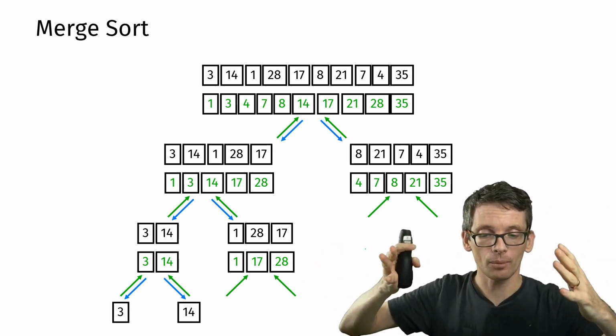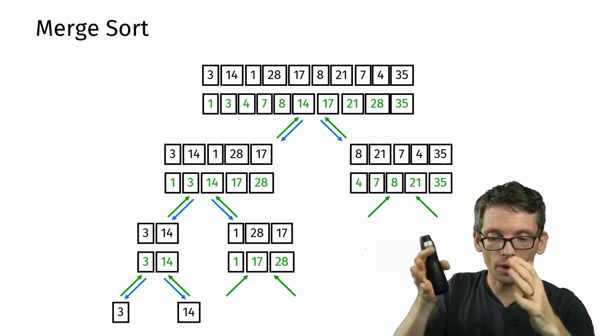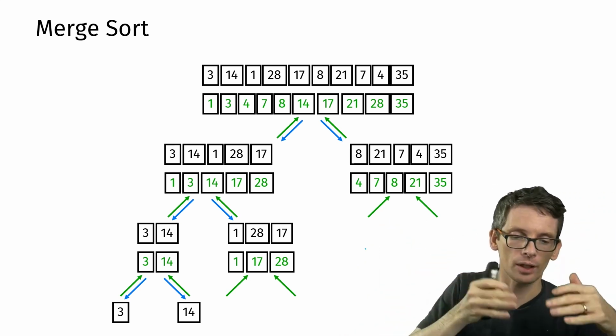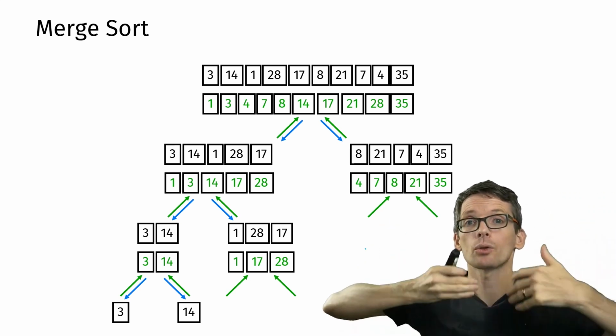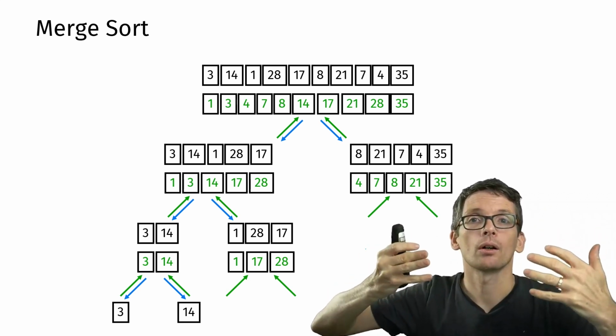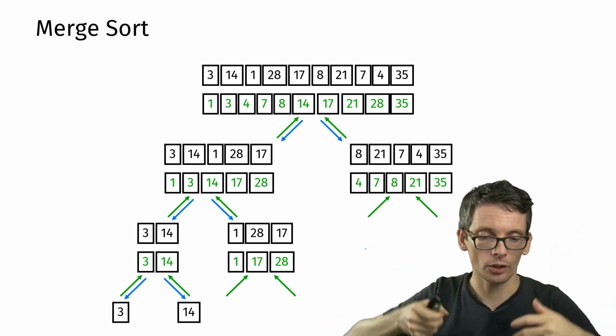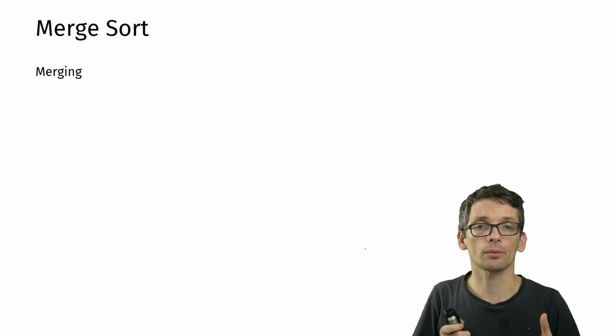I just have to think about, how do I go from, in this case, 1, 3, 14, 17, 28 and 4, 7, 8, 21, 35 to a merged list or merged array of those two? So how does merging work?